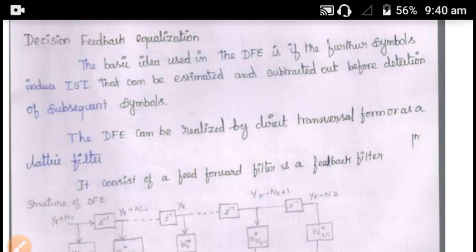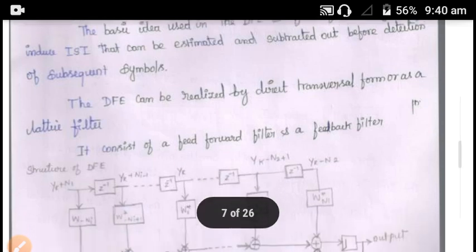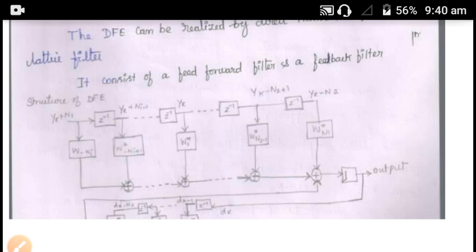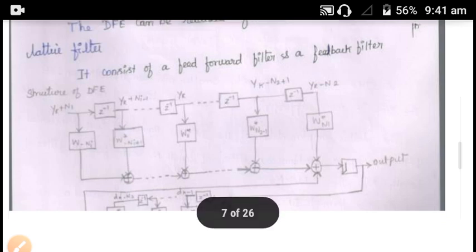So the decision feedback equalizer can be realized by the direct transversal form or as a lattice filter. Here it consists of a feed forward filter and a feedback filter. The structure of the decision feedback equalizer is shown here. In the top portion, which is similar to the linear transversal equalizer, the output is fed back to the feed forward filter for the correction.